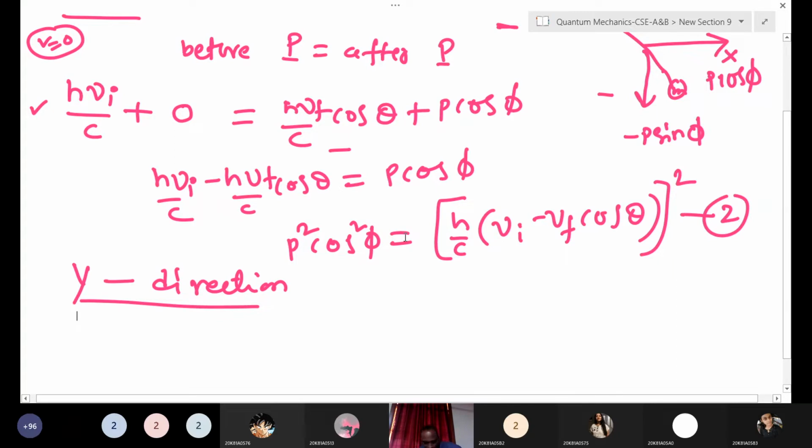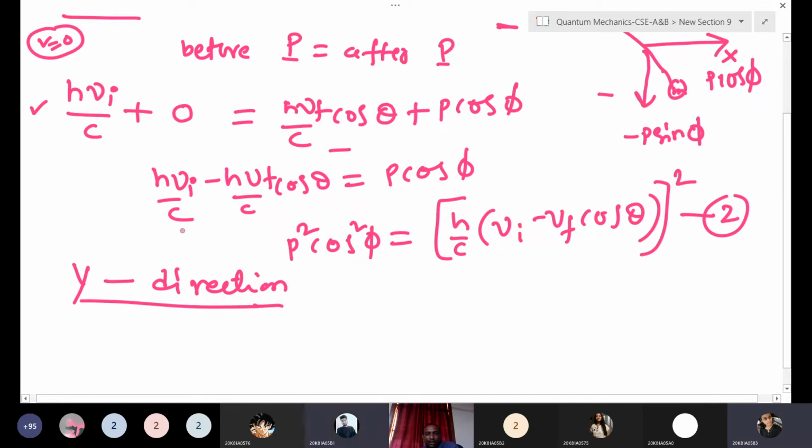So why is it 0, Tirupati? At initial, it's 0, sir. Anything? The photon is hitting, right? It is coming with some velocity and hitting the electron. It is not at rest, right? So why is it 0?